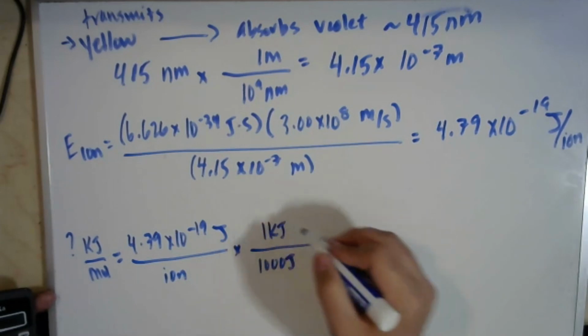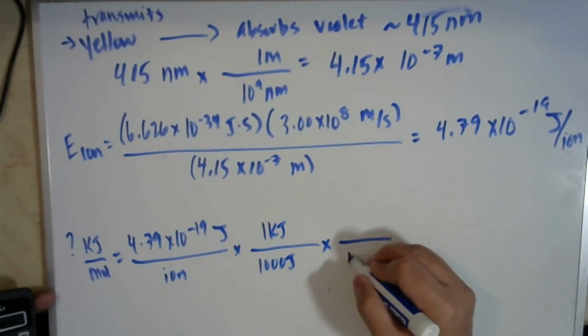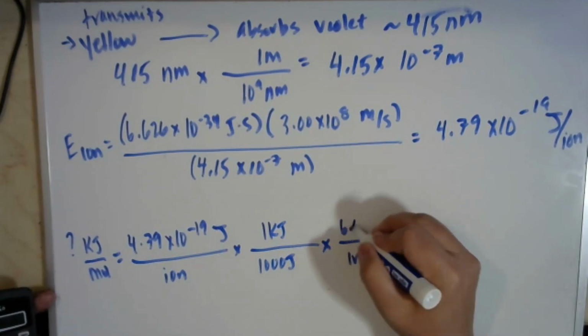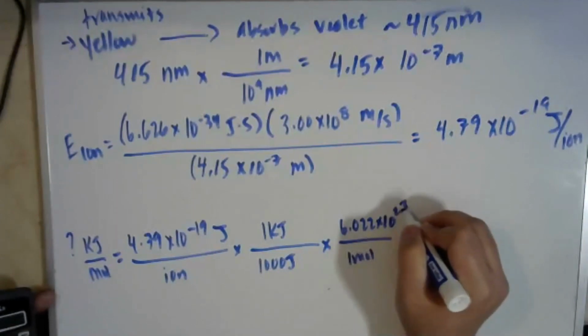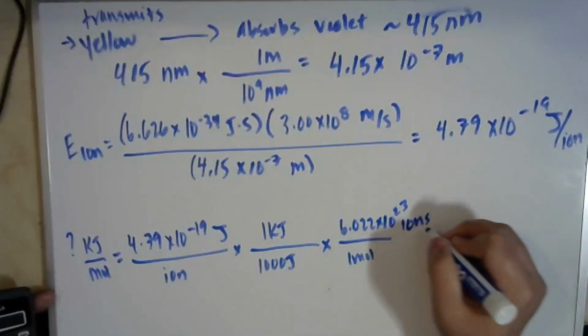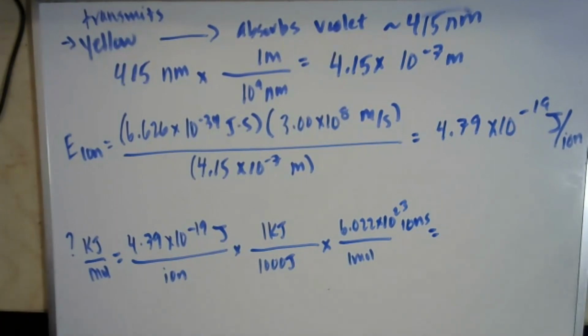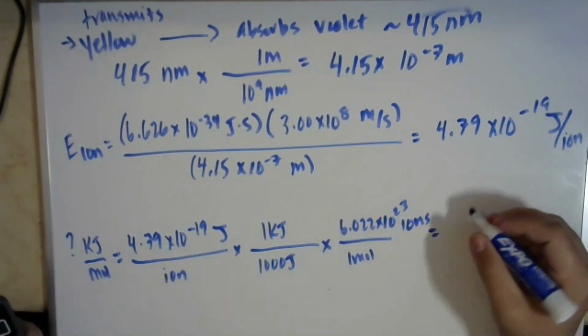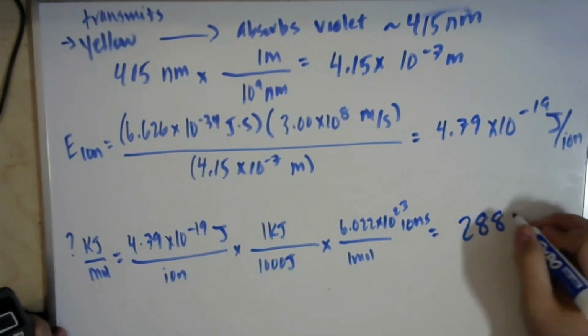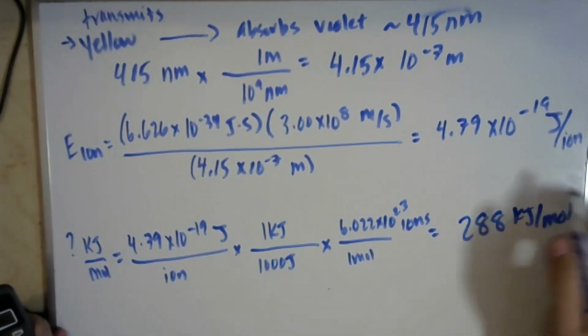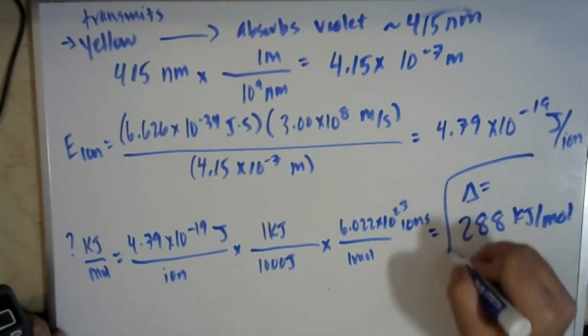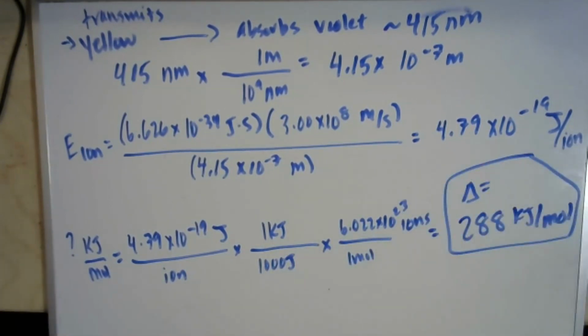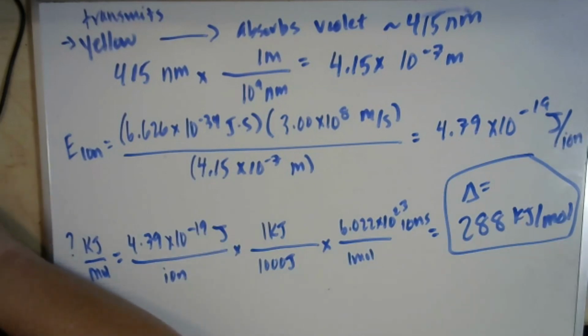1,000 joules in 1 kilojoule. In 1 mole, I have 6.022 times 10 to the 23 ions. Okay, so I end up with 288 kilojoules per mole. And that is my crystal field splitting for this ion.